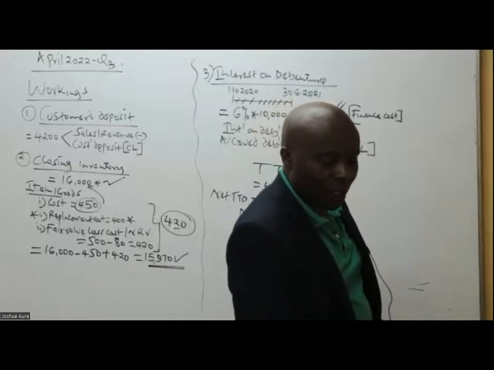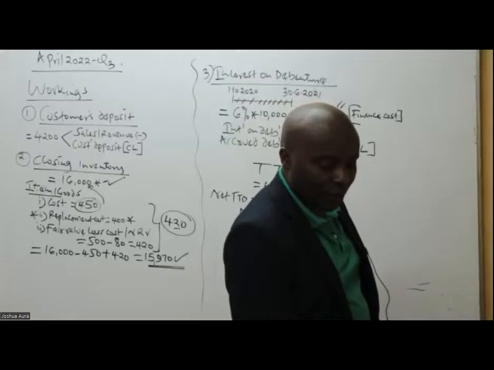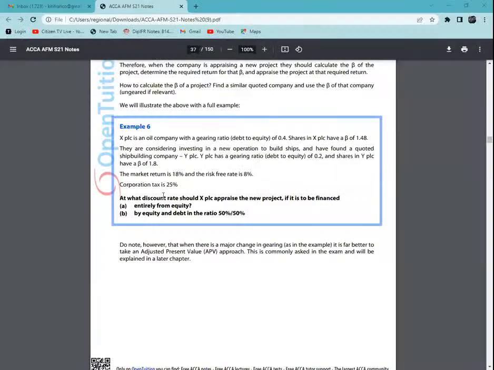Great. So here we are. So we're discussing this very important model called Hamada's model. You're told here XPLC is an oil company whose gearing ratio, debt to equity, is 0.4.